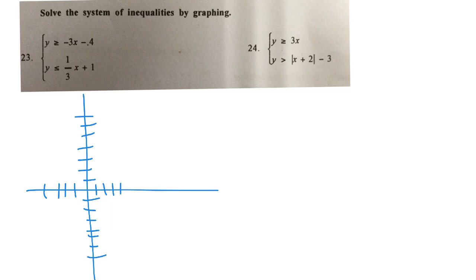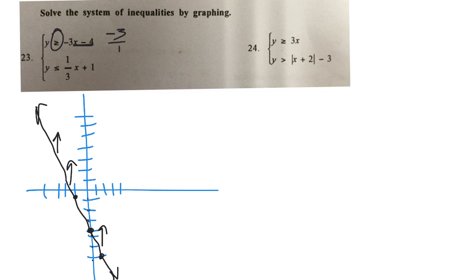The first one has a y-intercept of negative 4. Start there. A slope of negative 3 over 1. So I'm going to go down 3 over 1, and I'm going to go up 3 to the left 1. Greater than or equal to, so it's solid. And greater than is shading up.